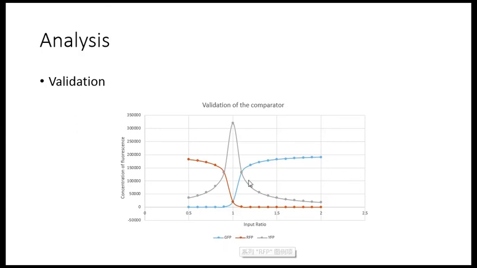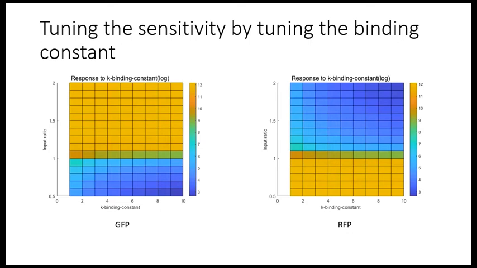When the ratio is bigger than 1, the expression of GFP is much higher than that of RFP, and will dominate when the ratio is more than 1.1. Also, we hope to check what will happen if we change the binding constant. As we established before, we can tune the sensitivity by tuning the binding constant.